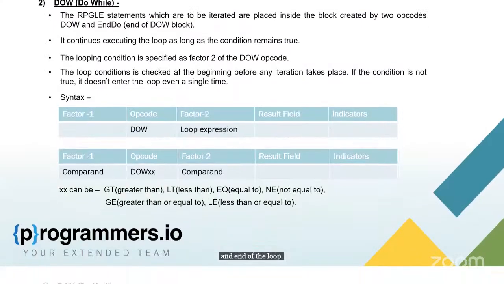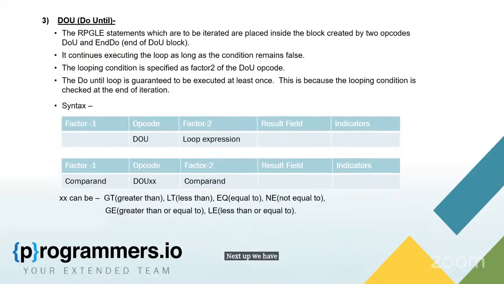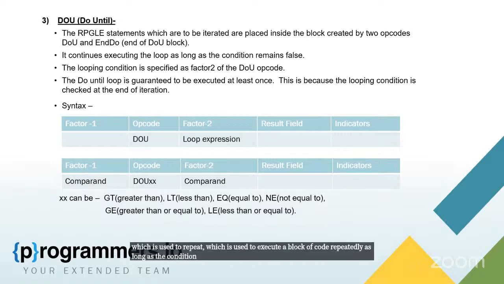Next up we have the do until opcode. The do until loop is a fundamental control structure in RPGLE, which is used to execute a block of code repeatedly as long as the condition remains false. That means it is the opposite of our do while opcode. The do while opcode is going to execute as long as our condition remains true, and in case of do until opcode, it is going to execute as long as our condition remains false.